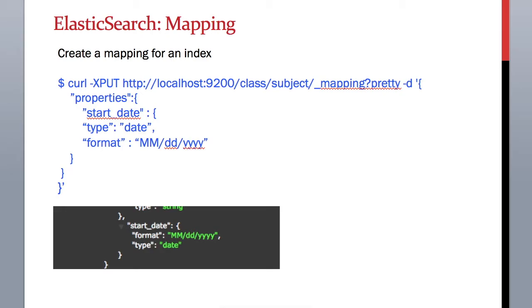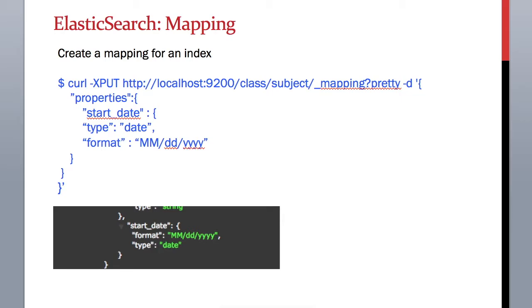Now we know what a mapping is and how we can apply it on new fields within an existing type. In this exercise, let's add a new field called start date in an existing document and also specify the mapping of that field while we are adding the field itself.